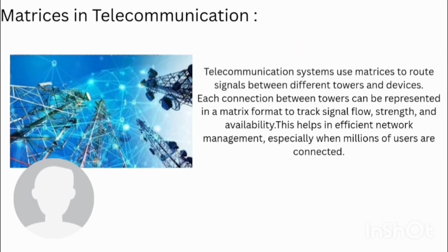Telecommunication systems use matrices to route signals between different towers and devices. Each connection between towers can be represented in a matrix format to track signal flow, strength, and availability. This helps in efficient network management, especially when millions of users are connected.